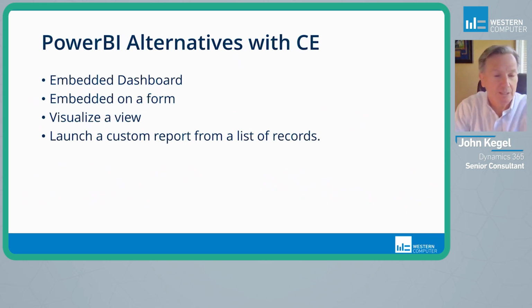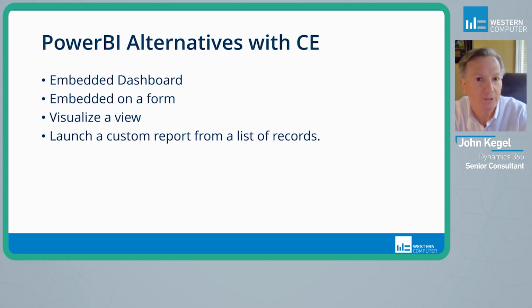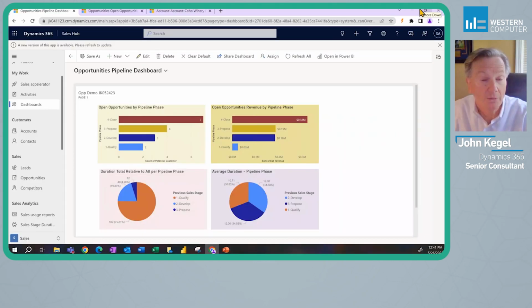The third option is to visualize a view. And this is an option that Microsoft has put into model-driven apps in recent years. This allows us to take the data from a particular list or view in the model-driven app and start to do some analysis in Power BI with just a click of a button. The fourth option is to launch a custom Power BI report or dashboard from a list of records. And I'll explain each of those and how they work and the pros and cons of each in just a moment. So let's take a look.